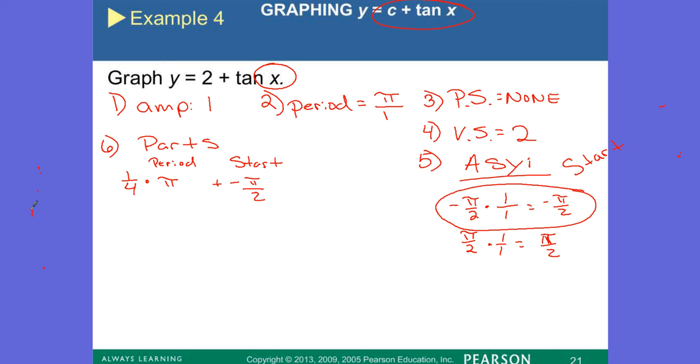All right, so next one's going to be 1/2 times pi plus negative pi over 2. Then 3/4 times pi plus negative pi over 2. So this is going to be pi over 4 minus pi over 2. So that gives me, do your math, negative pi over 4. Do the math here, right? Why couldn't we have just left it at... wait, then why?